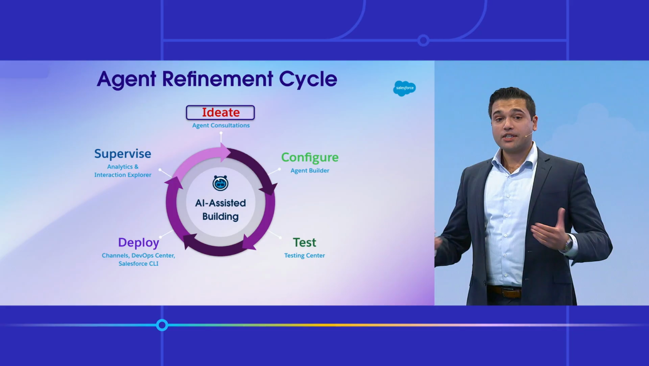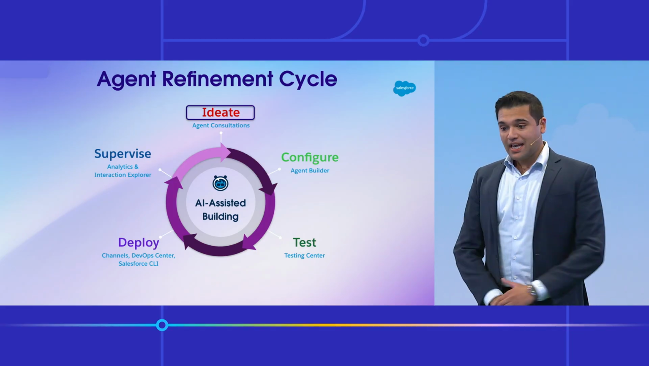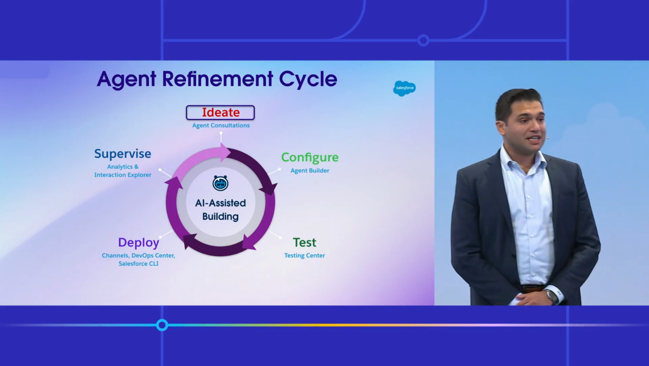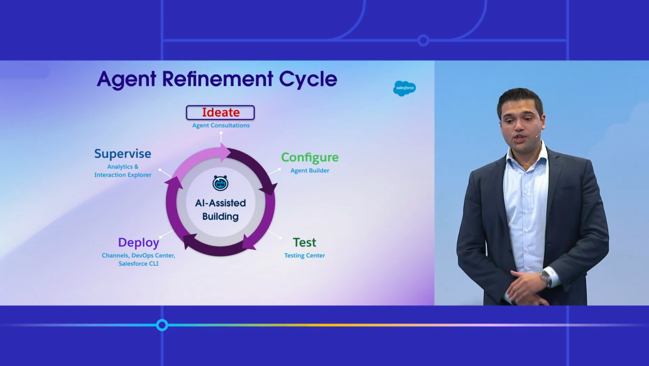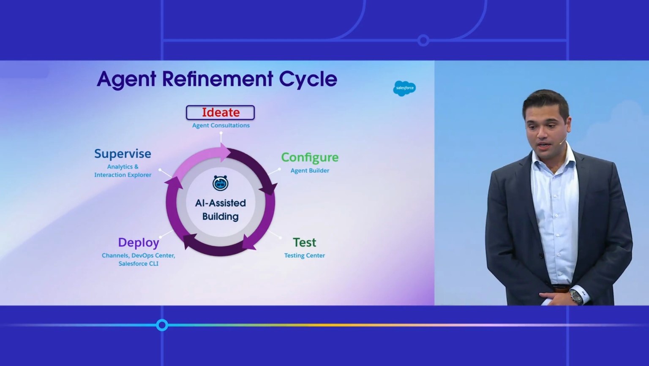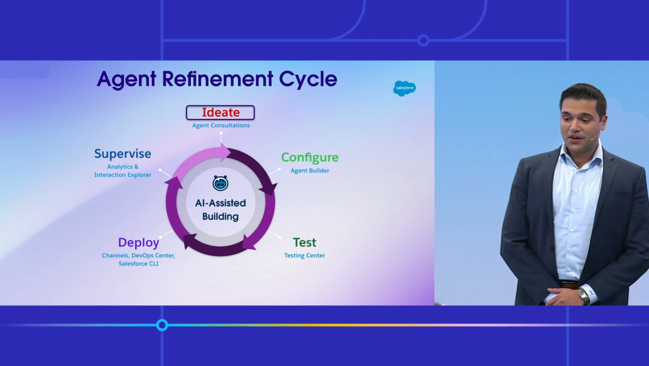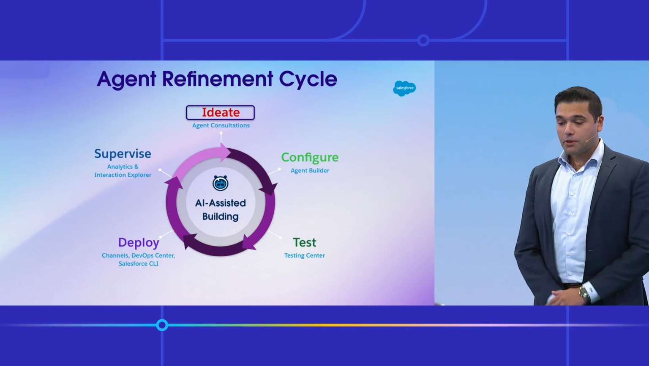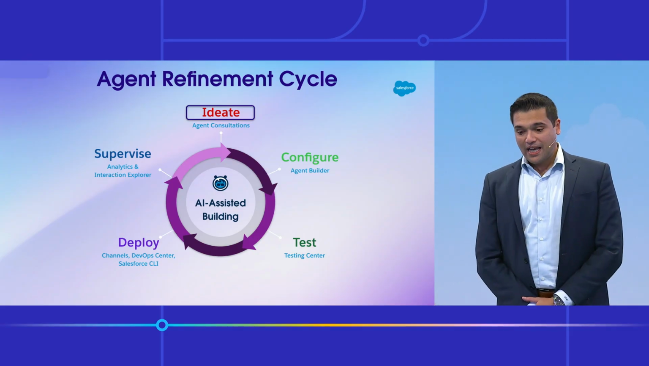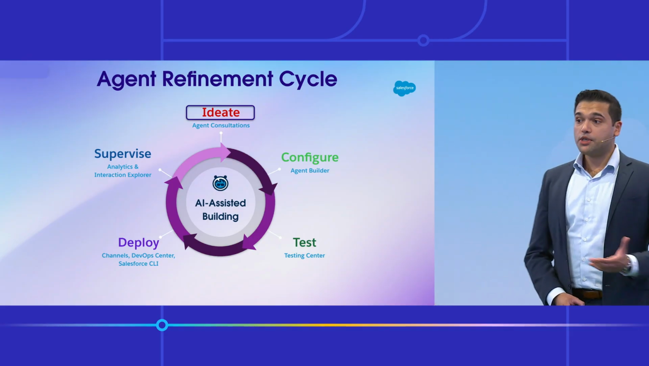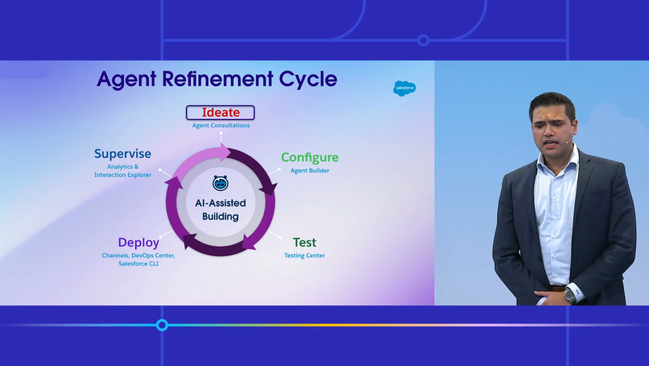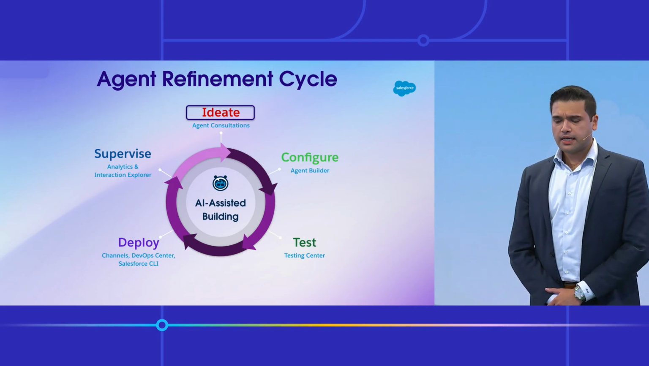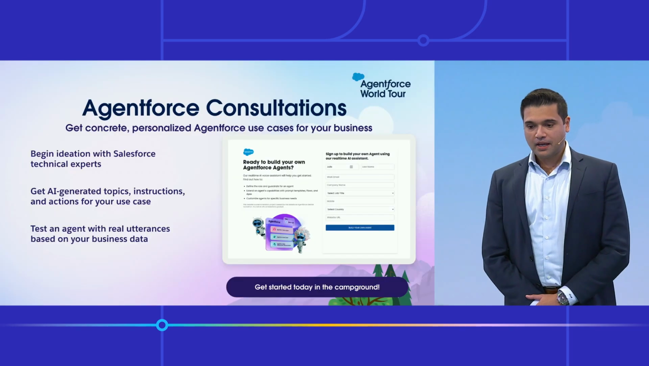Now, we're going to talk through the agent refinement cycle today and talk through what is coming up next. First off, I'm going to talk about the ideate phase and talk about agent consultations. Next, I'll talk about the configure agent builder and talk about our other builders as well and the roadmaps there. Then we're going to talk about the testing center and then deployments as well. How do you deploy your agents? And finally, how do you supervise with analytics and interaction explorer?